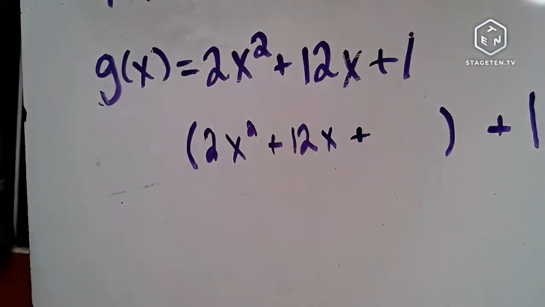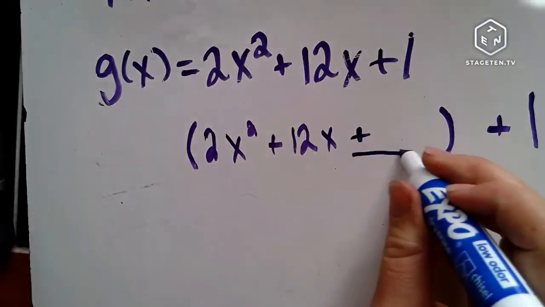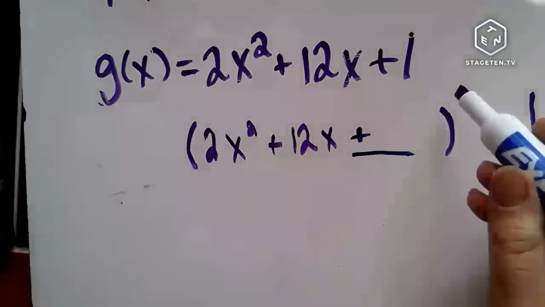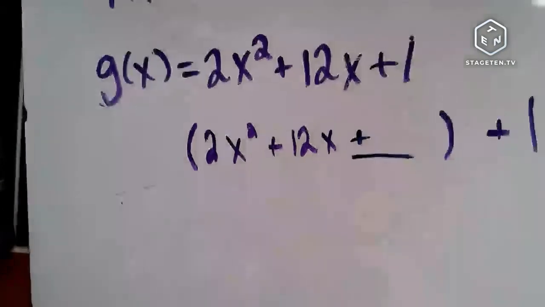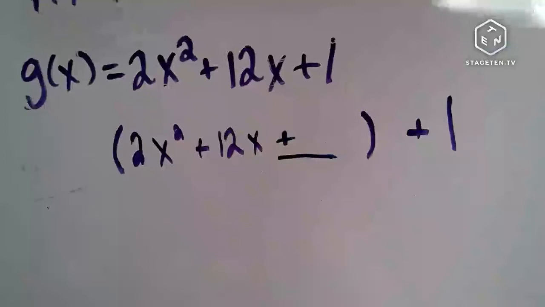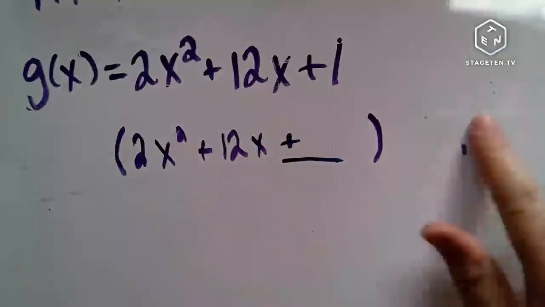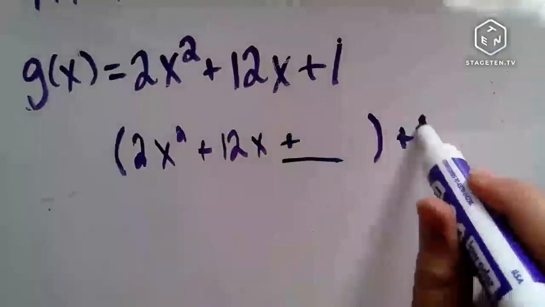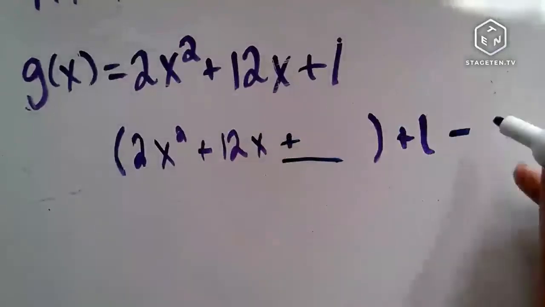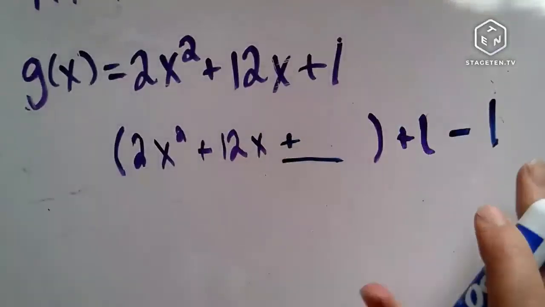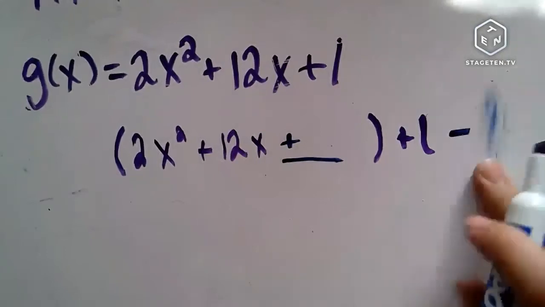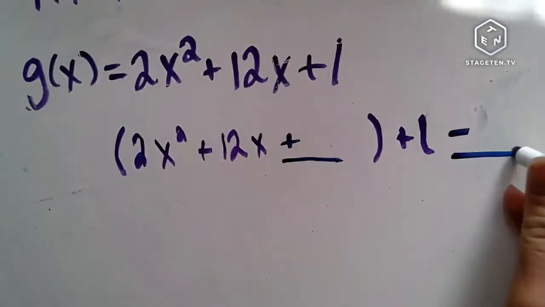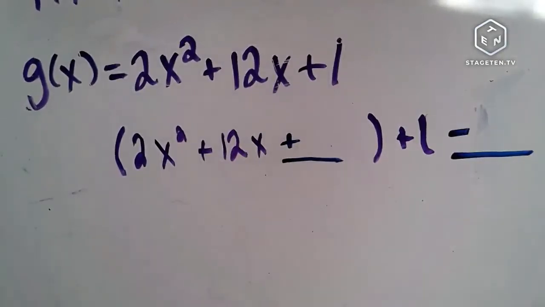So we're going to add some number here. And in order to not change the equation, we're just changing the way it looks. We can't actually change the value of the equation. We have to subtract whatever number we add to the inside to the outside. Oops, sorry, I don't know why I put a 1, being silly. Okay, they're both in blue because they're the same. They're going to be the same number.